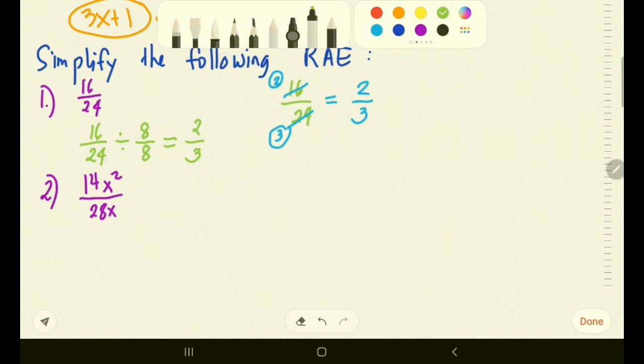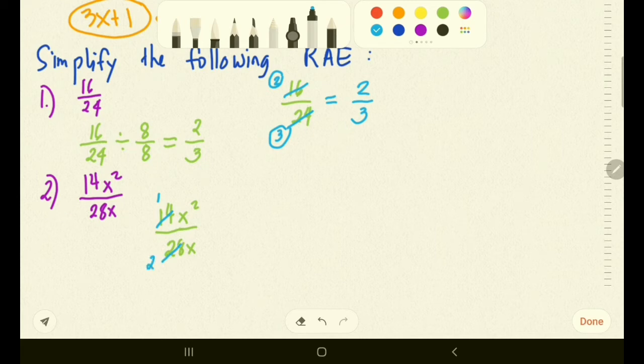So you start with 14 and 28. So 14 and 28, their common factor is, of course, 14. Okay. 14 divided by 14, that is 1. 28 divided by 14, that is 2.